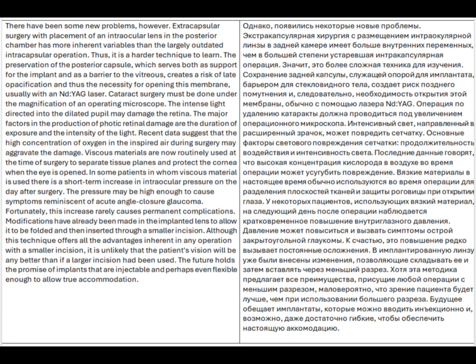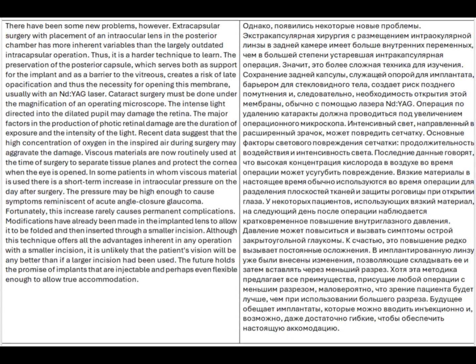Cataract surgery must be done under the magnification of an operating microscope. The intense light directed into the dilated pupil may damage the retina. The major factors in the production of photic retinal damage are the duration of exposure and the intensity of the light. Recent data suggest that the high concentration of oxygen in the inspired air during surgery may aggravate the damage.